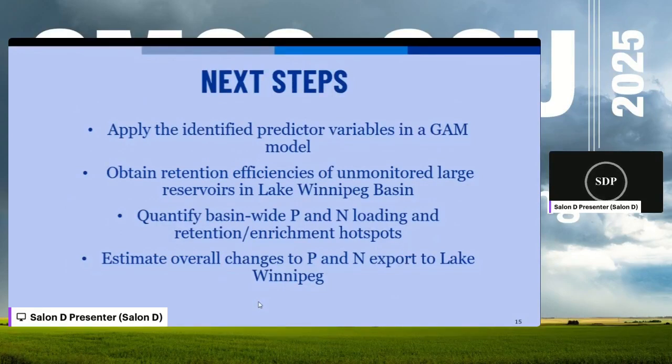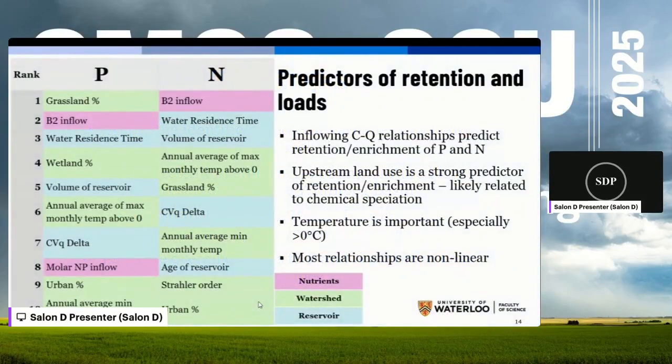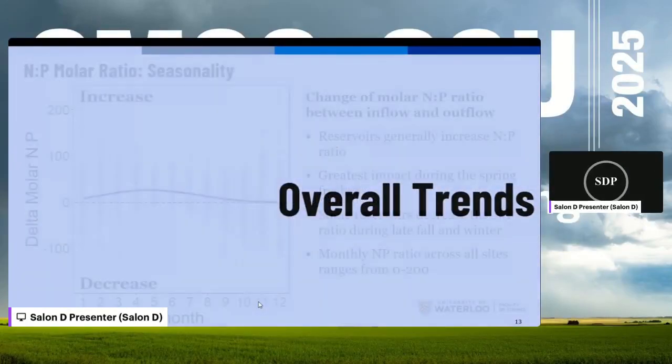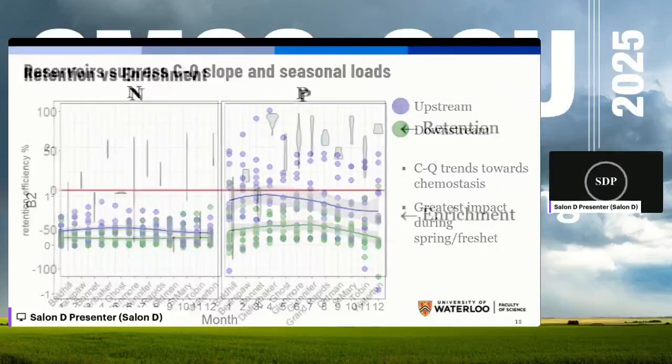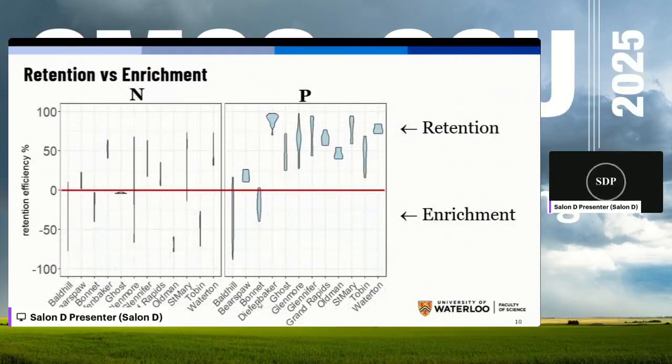You showed a plot where some of the reservoirs were exporting phosphorus, and I thought that was kind of interesting and surprising. I'm just wondering, do you have a sense of what was driving that for those two weird reservoirs?